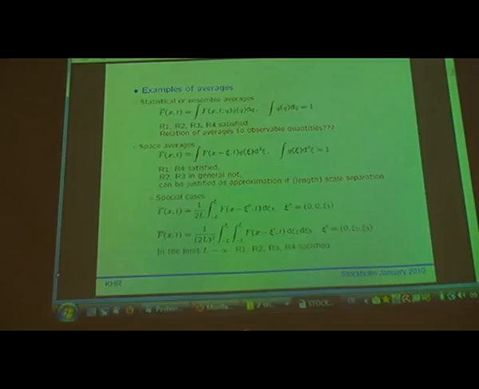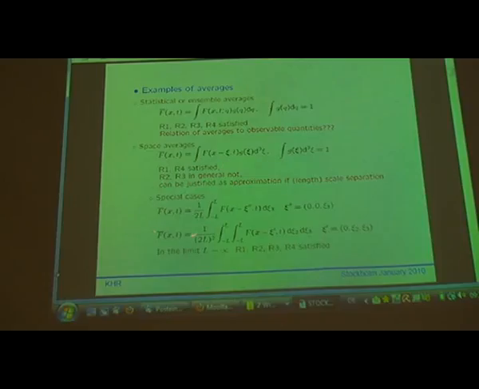They can be justified as an approximation if there is a scale separation, so that you have, say, in the spectrum of the length scales, a gap. You have here the small scales, here the large scales, and your averaging scale, given by G, is in the middle. Then you can justify these rules as an approximation.